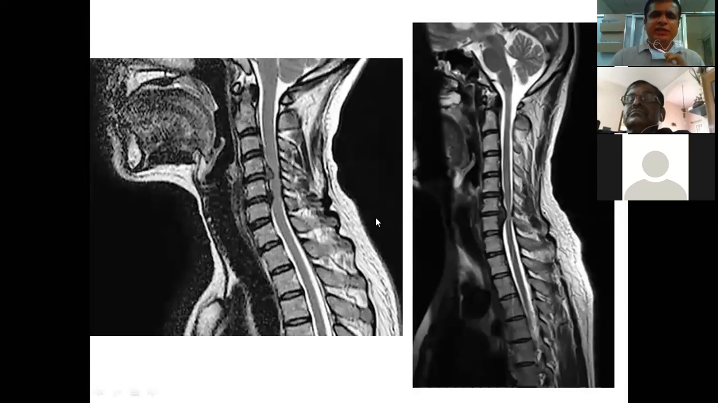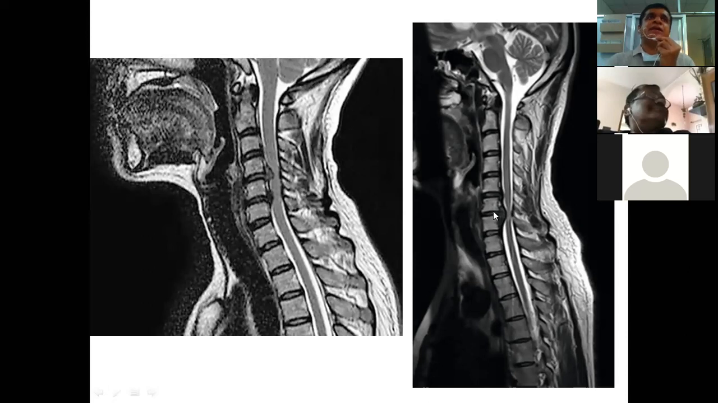So here there are two comparisons. This is the MRI. C2 vertebral body, C3, C4, C5. At C4, C5 there is a disc prolapse. At C5, C6 there is a disc prolapse. There are two disc prolapses. C4, C5 is more prominent than the C5, C6 level. Okay. So in between, the cord is not compressed. Now see this picture. 2, 3, 4, 5, 6, 7. At C6, C7, at the level of the disc, there is compression. But you can see a compression at the level of the vertebral body also.